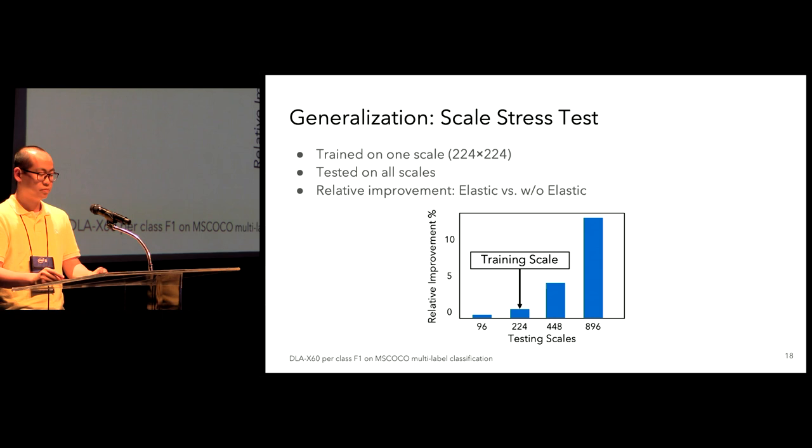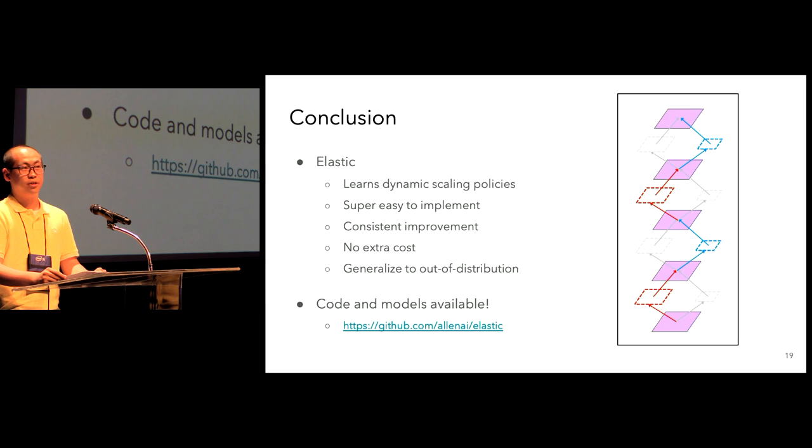In conclusion, we propose Elastic, which learns dynamic scaling policies. It is super easy to implement, but shows consistent improvements on various backbones and tasks without extra cost. It also generalizes to out-of-distribution scales. Our code and models are all available online.